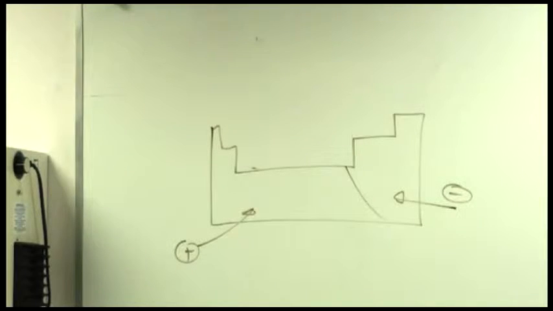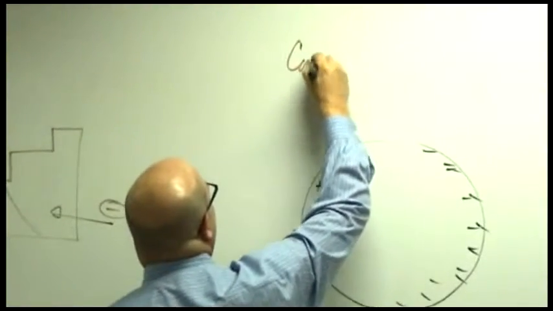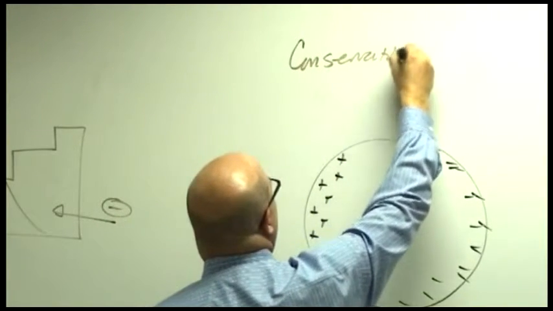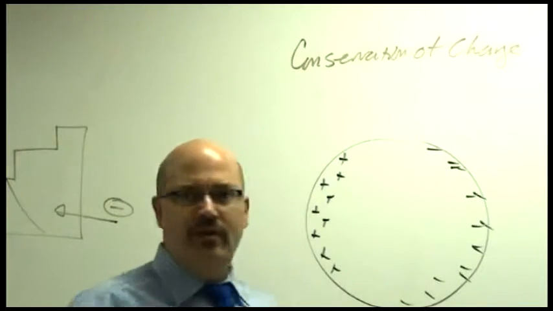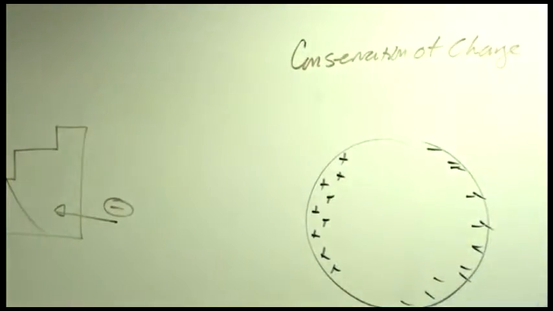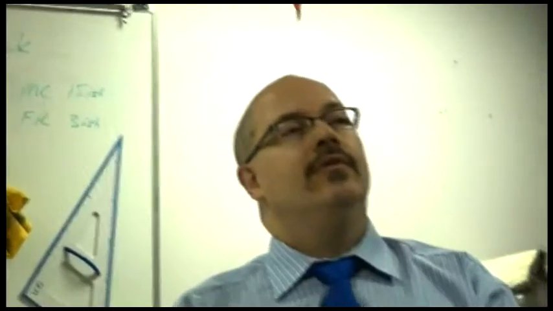When charge moves from one place to a new place, the charge just doesn't disappear. So we have one of the many conservation laws: conservation of charge. The charge you have at the beginning equals the charge you have at the end. It doesn't just disappear somewhere. So we have conservation of energy, conservation of momentum, conservation of angular momentum, and now conservation of charge.